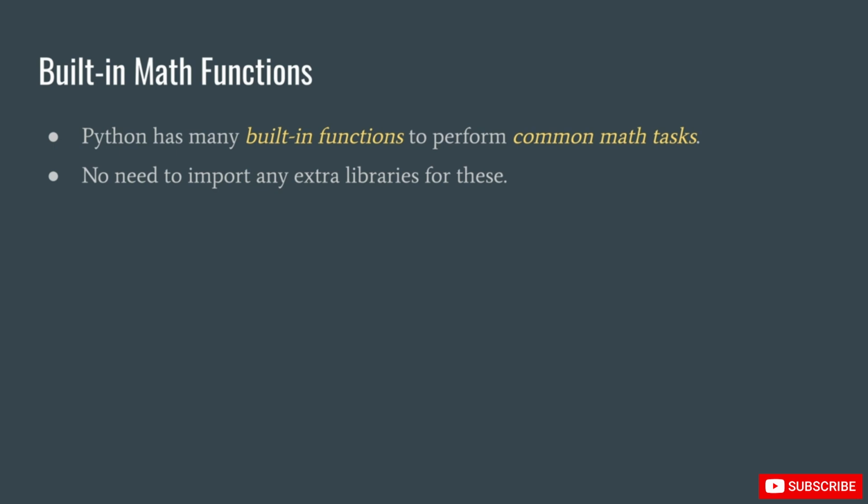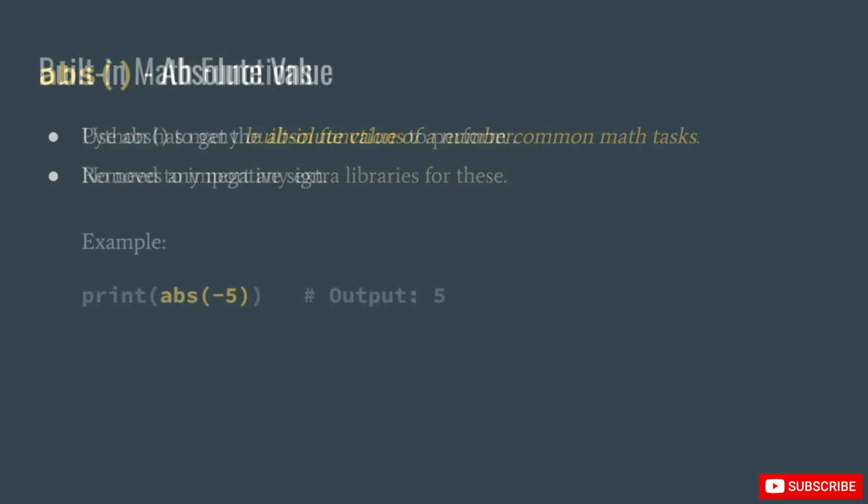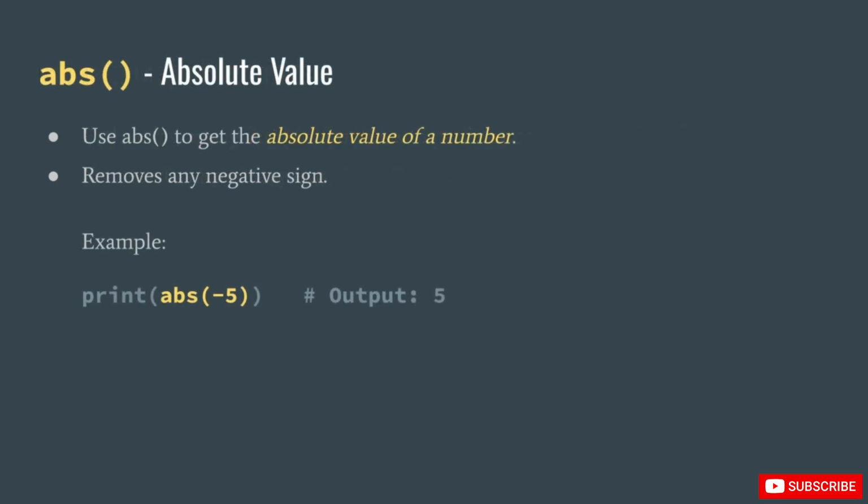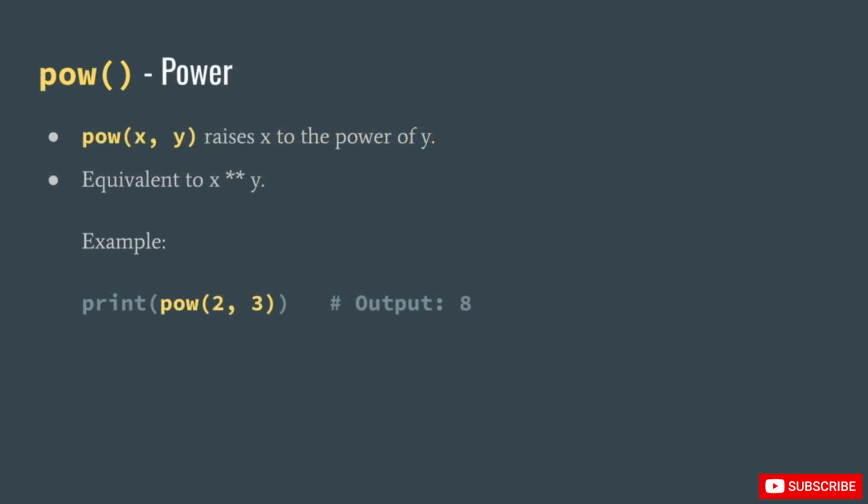Python comes with many built-in functions to handle common math tasks, so you don't need to import any extra libraries. The abs function is used to get the absolute value of a number. It removes any negative sign, so no matter what number you pass to it, you'll always get a positive result. The pow function raises a number, x, to the power of y. It's equivalent to using the exponentiation operator.